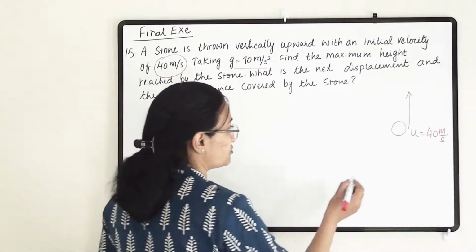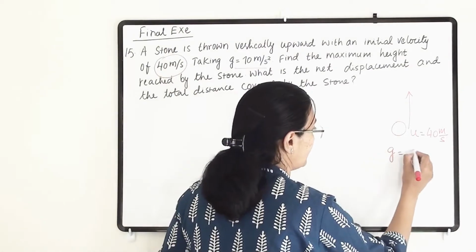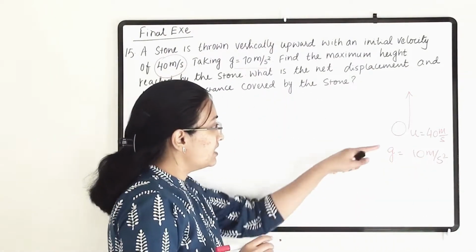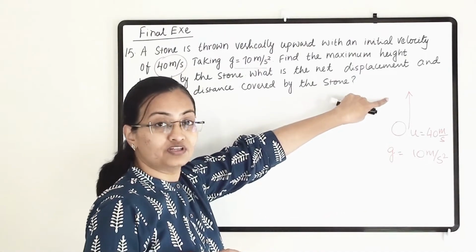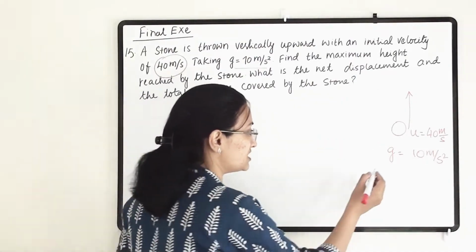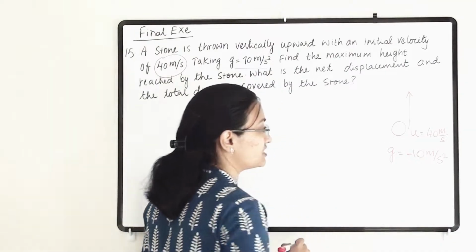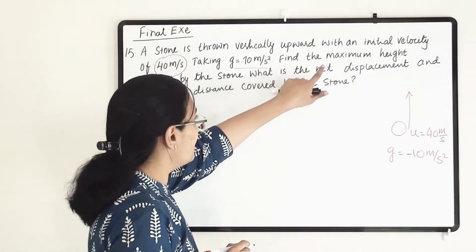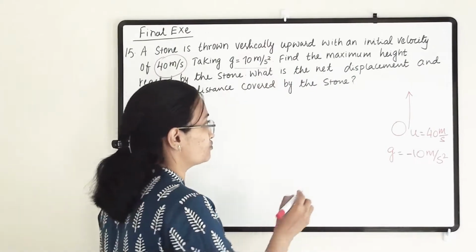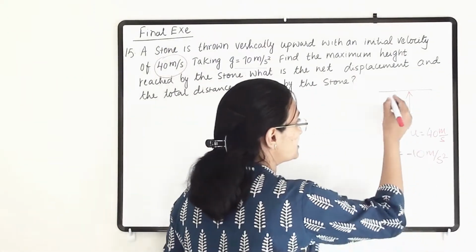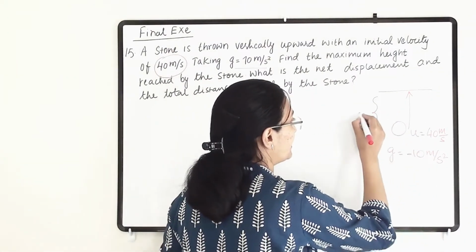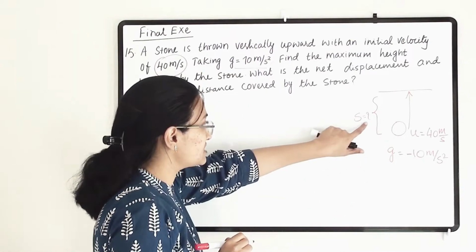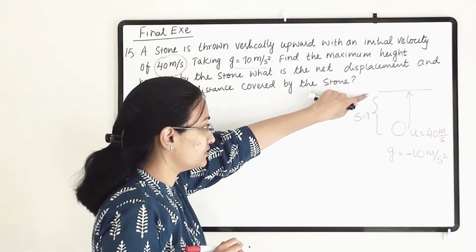Then g equals to 10 meter per second square, and this is in the opposite direction of the gravitational force. So this 10 is going to be negative. We have to find out the maximum height reached by the stone. So how much distance it will cover, that we have to find out. Height equals to distance.